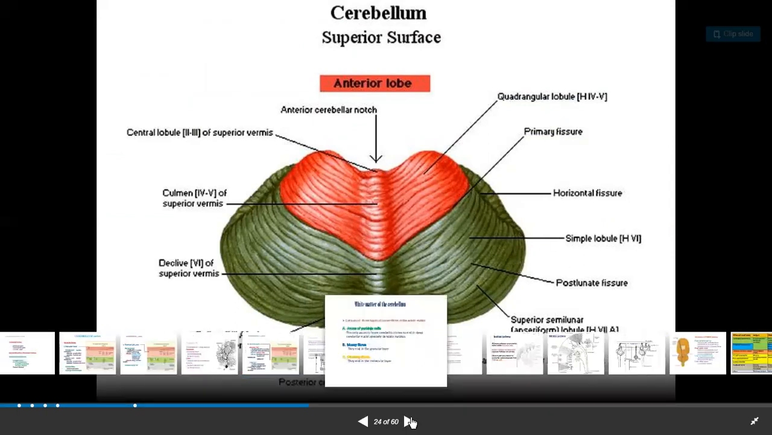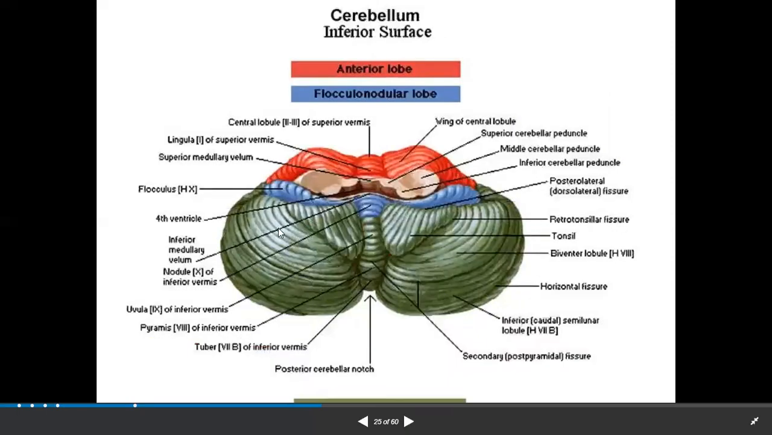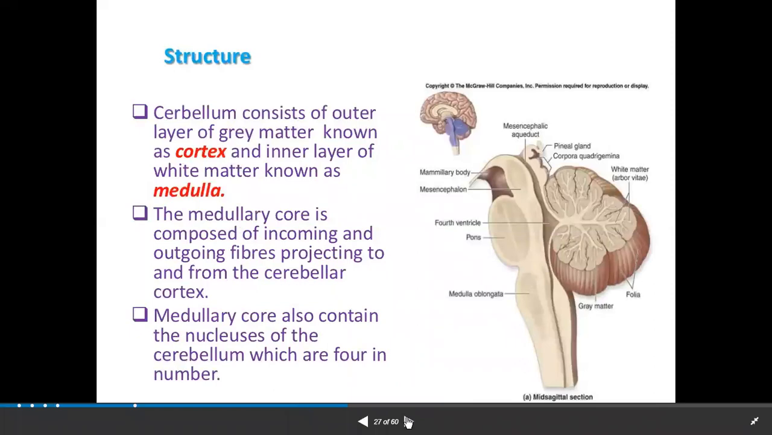This is the superior surface and on the other side we have the inferior surface. So this is the superior aspect, right? In this whole area you can see vermis and certain fissures like the primary fissure, anterior lobe, posterior lobe. On the inferior view we can see the flocculonodular lobe. This green area, again, is also the flocculonodular lobe only. So we have the anterior, posterior and the flocculonodular lobe.